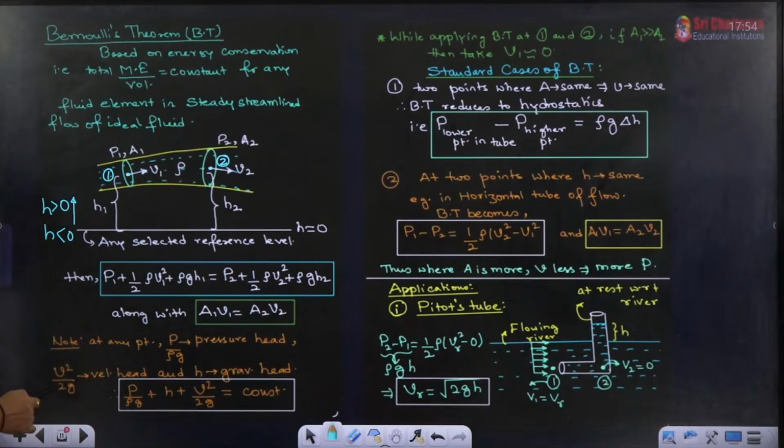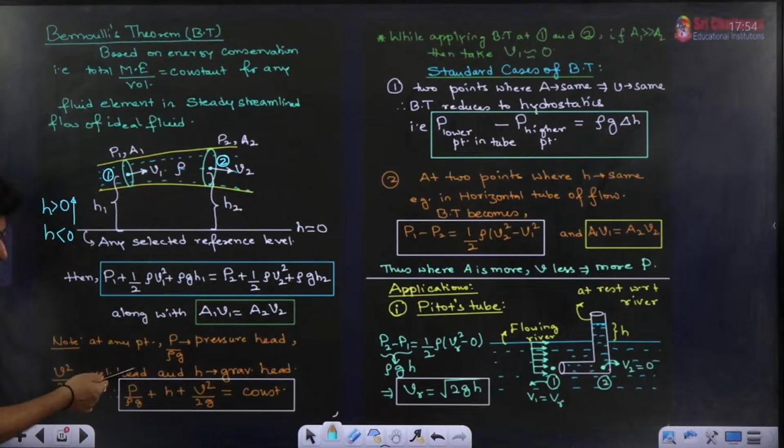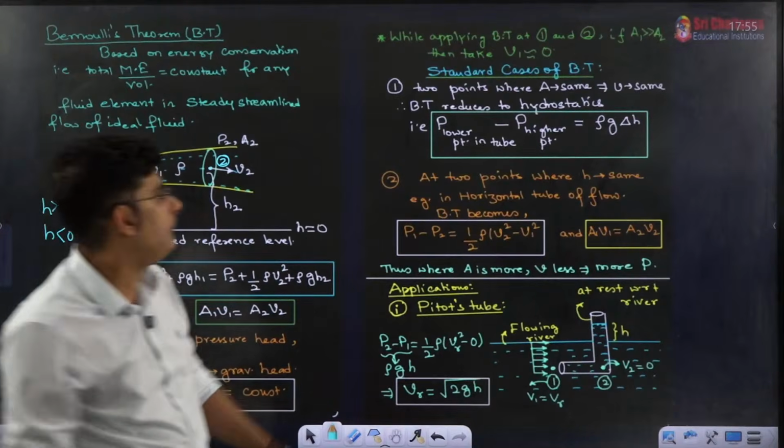V square by 2G, you will get from half rho V square by rho G. It will be called velocity head, and rho G H by rho G will give you H, which is called gravitational head. If they are asking you velocity head, pressure head and gravitational head at a point, these are the 3 values, and all are in terms of heights only. They represent some height. Okay, remember this name.